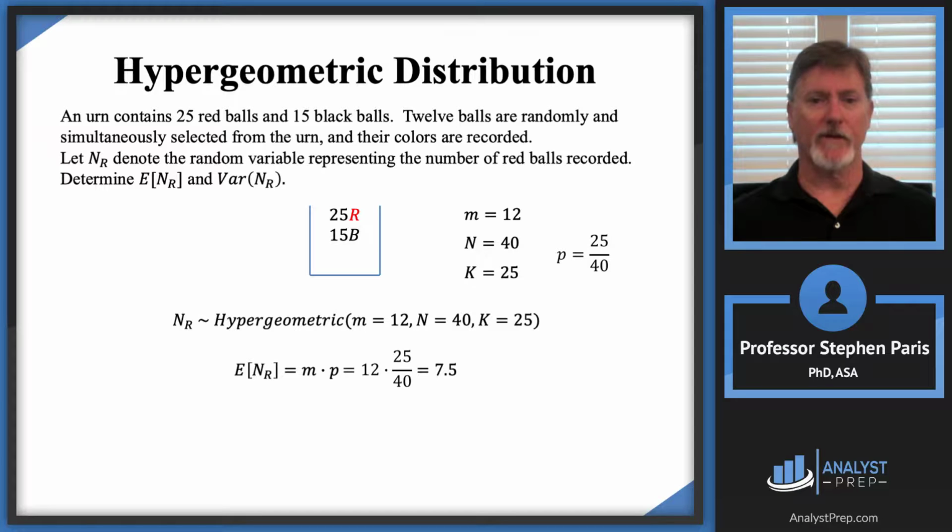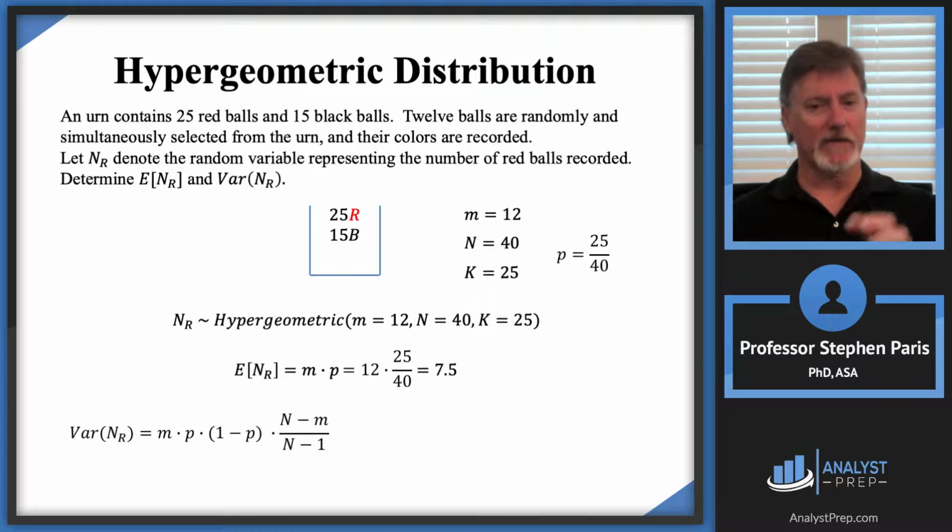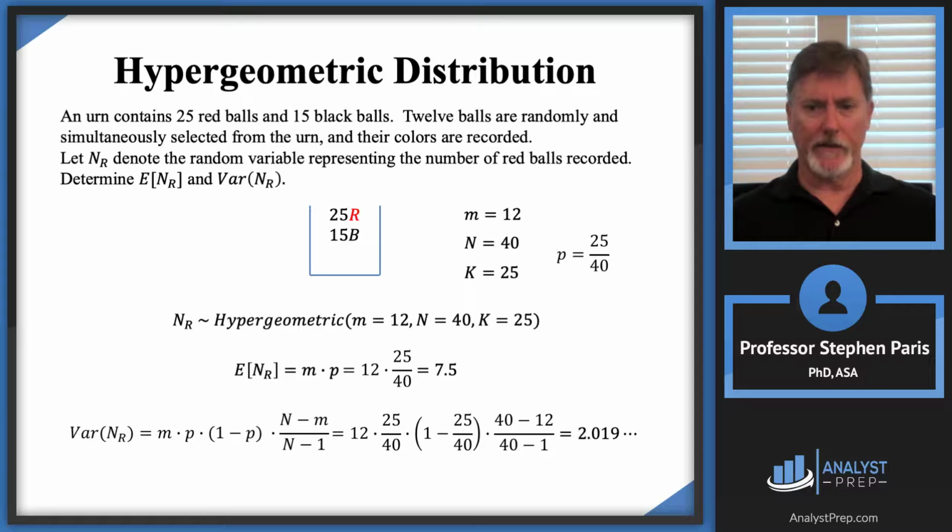I got 7.5 there. The variance is going to be almost the m times p times 1 minus p, but I have this extra factor on the end: cap N, or 40, minus m, which was 12, and then divide that by 39 in this case. And what I get when I plug in these values is 2.019. Okay, so that's the hypergeometric distribution.